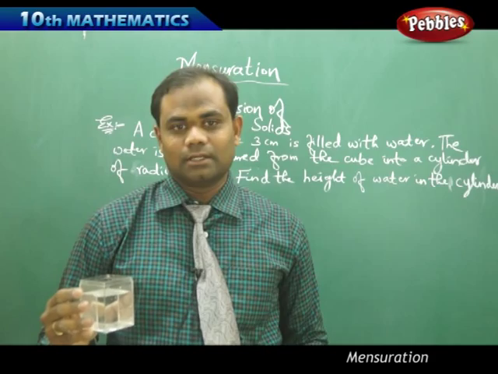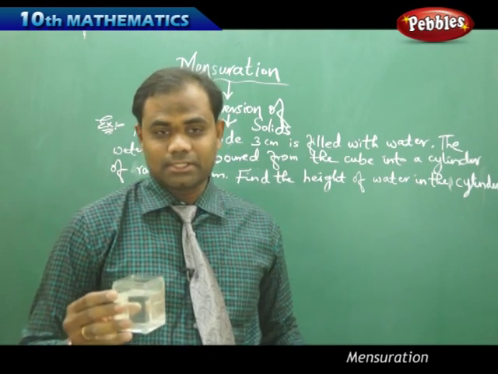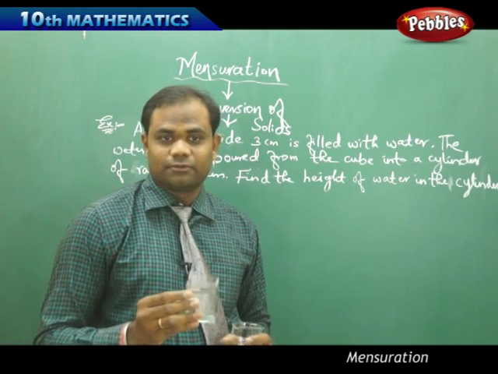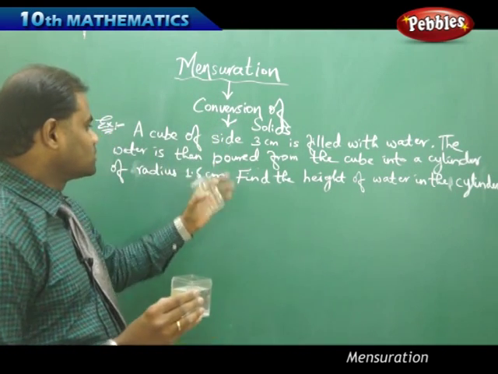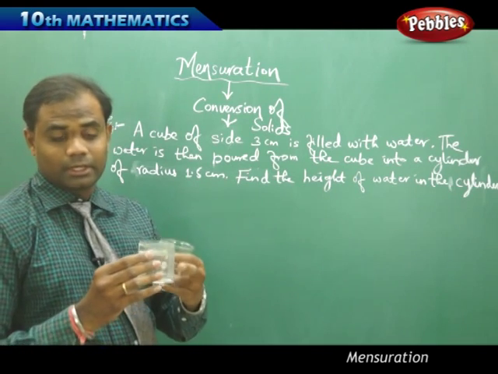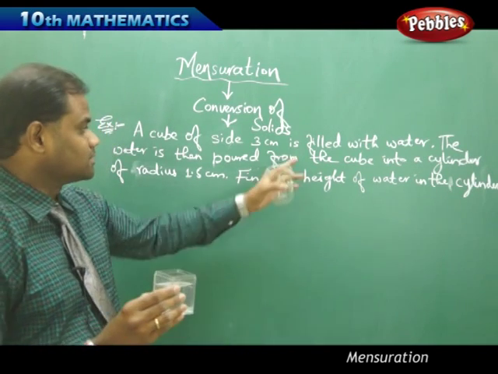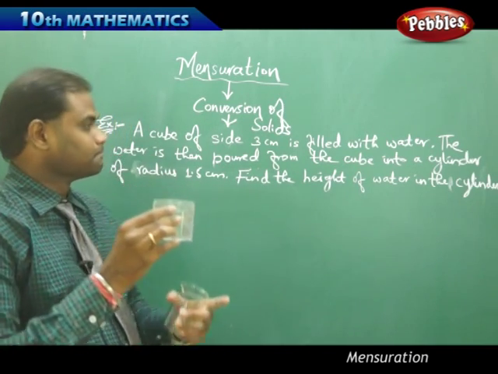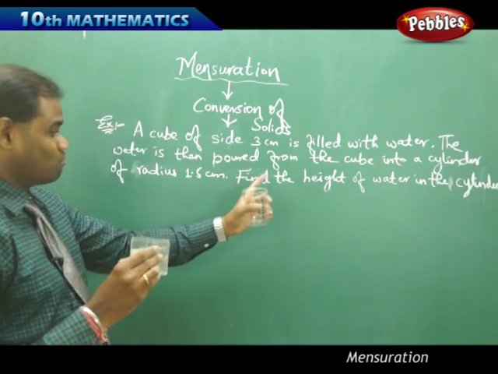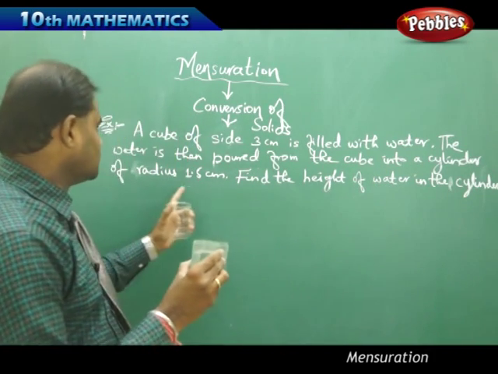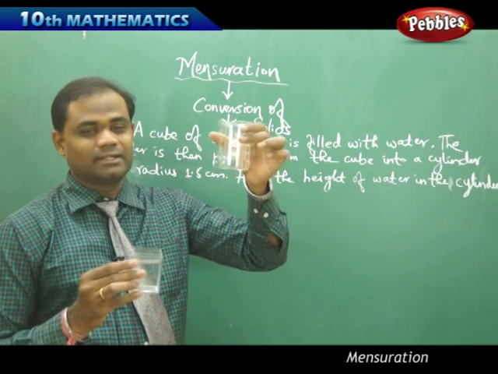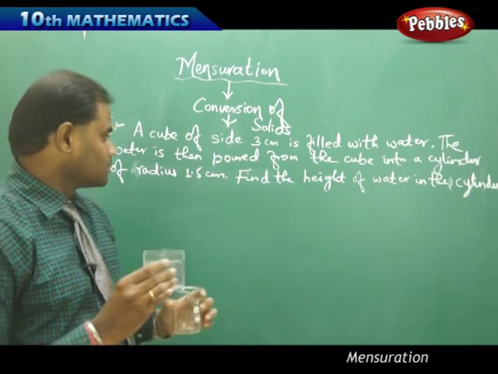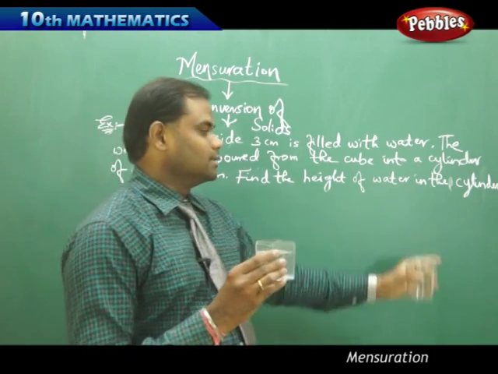Now let's see a problem as an activity. This is a problem based on conversion of solids. Say, for example, a cube of side 3 centimeters. Let me assume this to be a cube with each side 3 centimeters, filled with water. I filled this cube of 3 centimeters with full of water. Then the water is poured from the cube into a cylinder of radius 1.5 centimeters. So I have taken a cylindrical beaker of radius 1.5 centimeters. Now find the height of water in the cylinder.